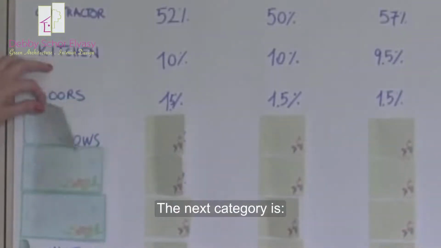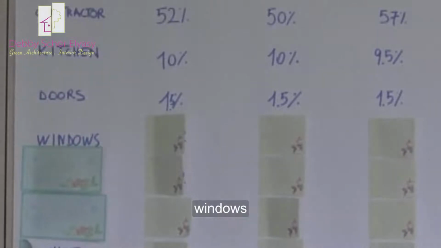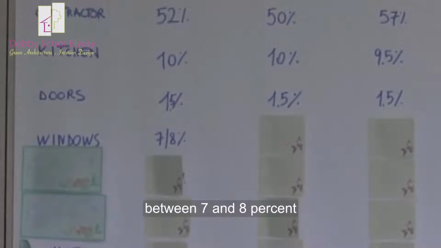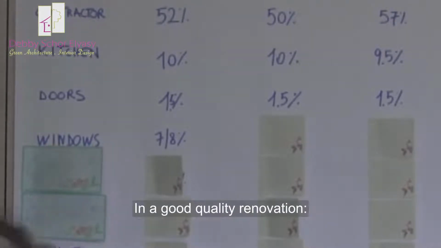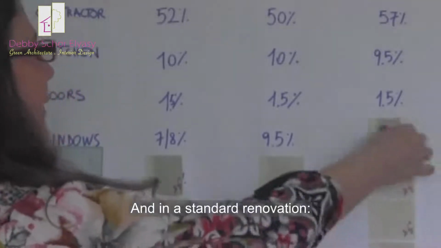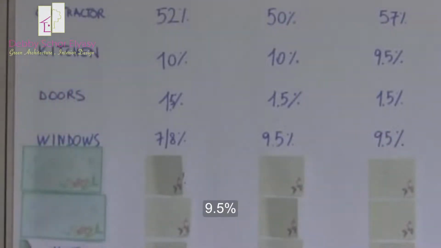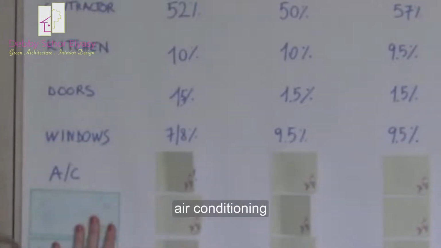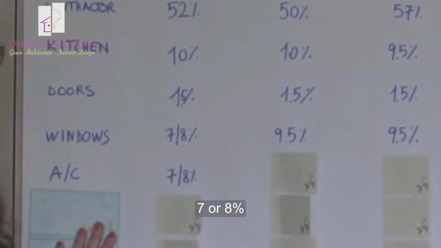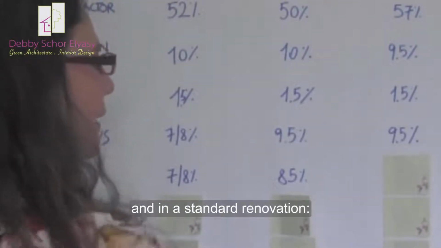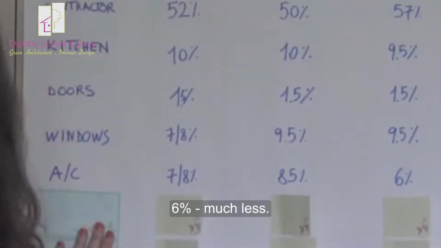The next category is windows. In a luxury renovation, the windows take between 7 and 8%. In a good quality renovation, 9.5. And in a standard renovation, 9.5. The next category is air conditioning. We have 7 or 8%, 8.5. And in a standard renovation, 6, much less.